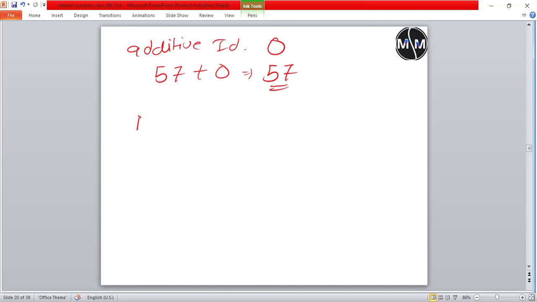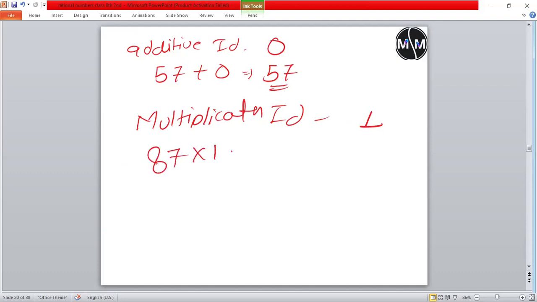And for multiplicative identity, which is equal to 1, it means if we multiply any number by 1, we will get the same number again. It will not change the answer or the number. It means I'll take 87 multiply 1 is equal to 87. Again, the answer is the same.